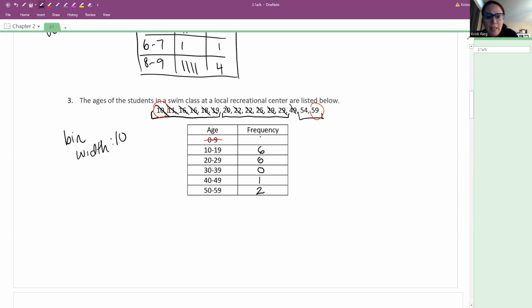So we have 0 0 to 9-year-olds. We have 6 10 to 19-year-olds, 6 20 to 29-year-olds, 1 40 to 49-year-old, and 2 50 to 59-year-olds. And again, if this was your job, you would do something with the data. I don't know, it's not my job. But that's just how you organize it.